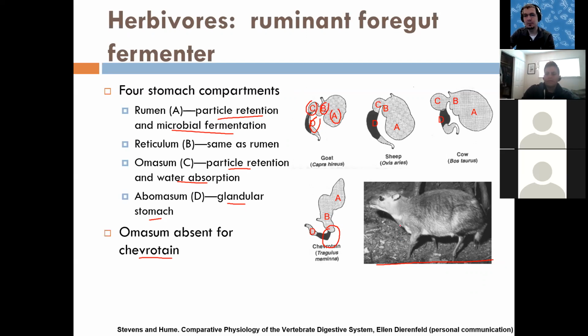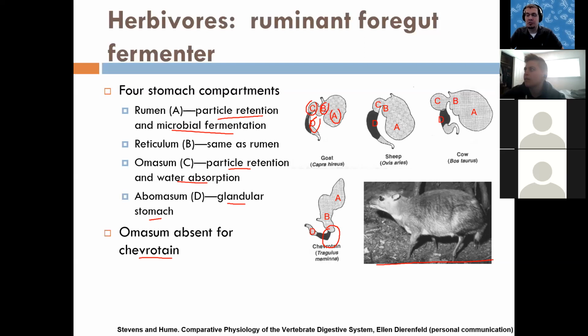Sorry, can I ask a question? Yeah. What do you mean by the particle retention? Particle retention. Good. Yeah. So particle retention refers to keeping the particles in the forestomach for an extended time. So when the cow ingests food, particles are retained in the forestomach, in the rumen and reticulum specifically, for about 24 hours, 24 to 48 hours. Does that make sense? Yeah.